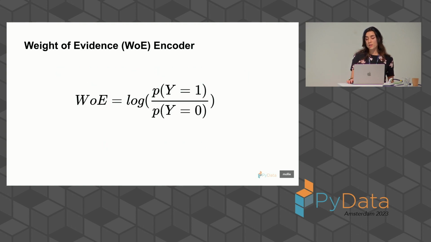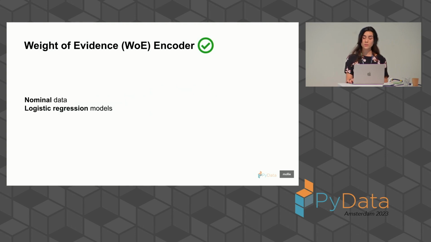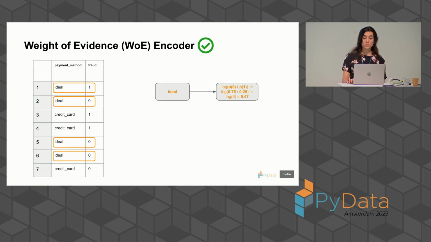So here we're looking at the ratio between the good and the bad class and taking the log. In other words, this is log odds, more commonly known. It's nice to apply it to nominal data, so not ordinal, and nice to use in logistic regression models because of that log odds component. For example, in this case, we look at the ratio between, so probability of 0 here is, we have 3 out of 4 zeros, so it's 0.75. Of 1 is 1 out of 4 is the 1, so it's 0.25. And the ratio, we find the log, and it's 0.47.